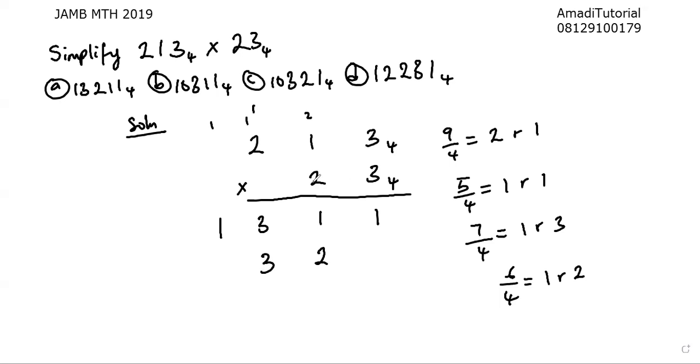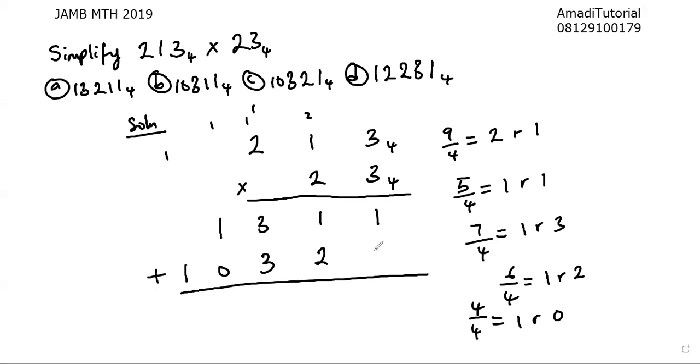Then we do again 2 times 2, 4. You know 3 is less than the base. 2 times 2, 4. 4 is equal to the base. So 4 over 4 means what? 1 remainder 0. So we write the remainder, which is 0, and carry 1. There's nothing to add the 1 to, so we bring it down here.